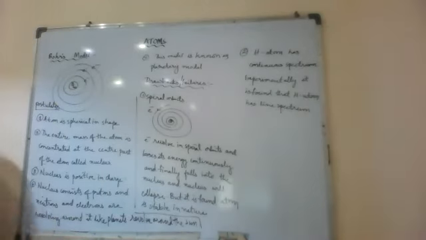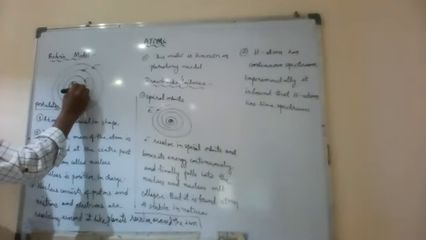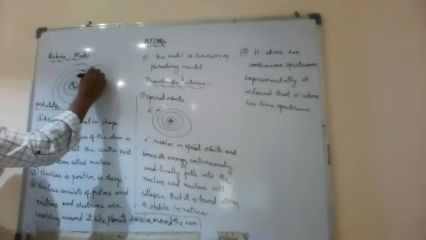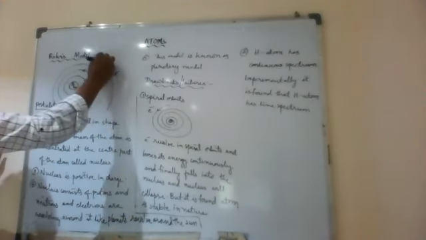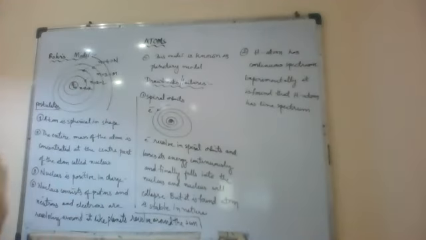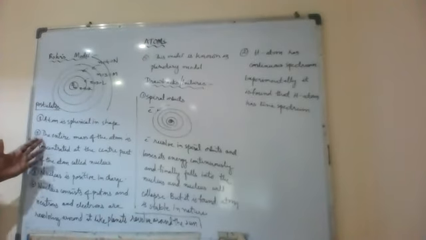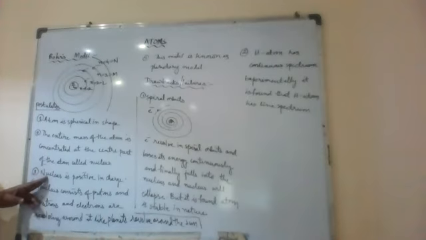Clear? Now, next, he has given like this: n is equal to 1 is K, n is equal to 2 is L, n is equal to 3 is M. So like that, n is equal to 4 is N. So we have K, L, M, N. Now he says the same thing. He copied the postulates of the Rutherford model, his master. The atom is spherical in shape, the entire mass of the atom is concentrated at the center part of the atom, the nucleus. The nucleus is positive in charge.